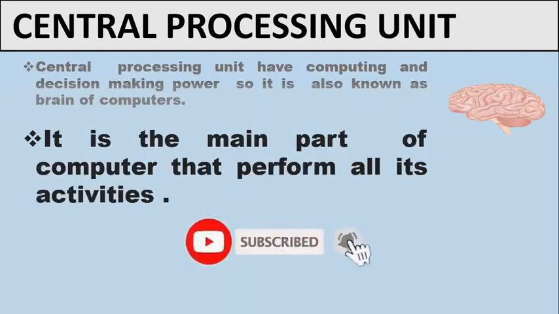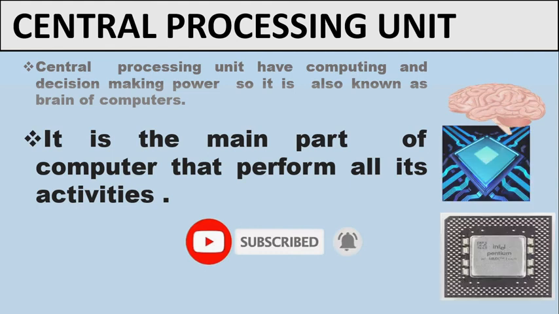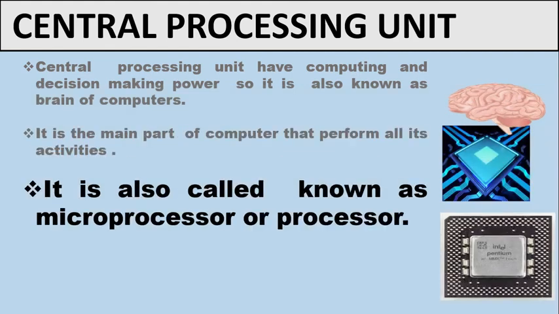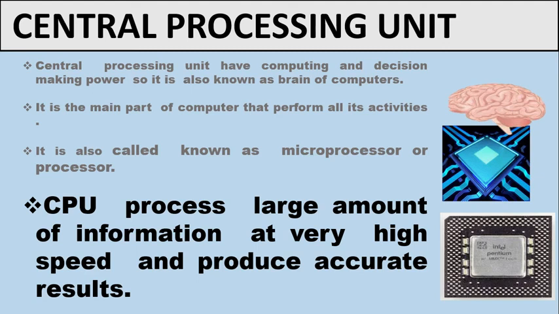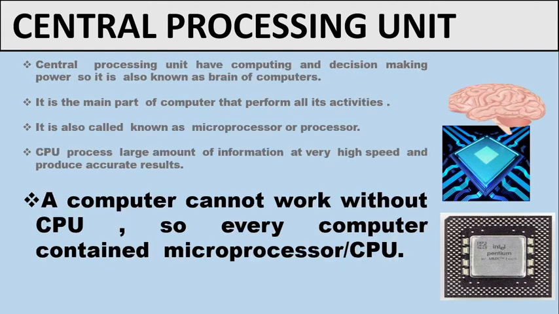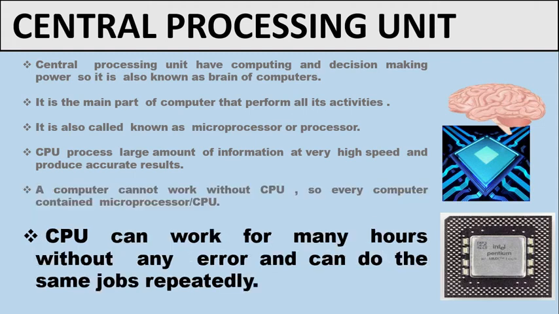It is the main part of the computer that performs all of its activities. CPU is also known as microprocessor or processor. CPU processes a large amount of information at very high speed and produces accurate results. A computer cannot work without CPU, so every computer contains a microprocessor. CPU can work for many hours without any error and can do the same job repeatedly.